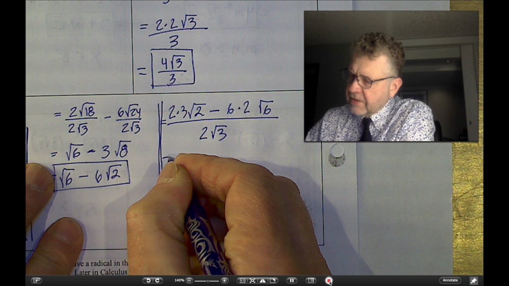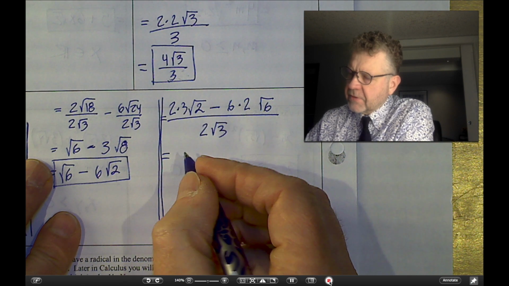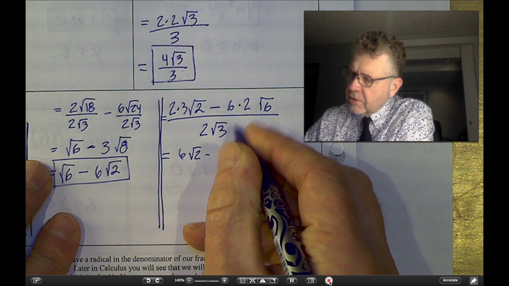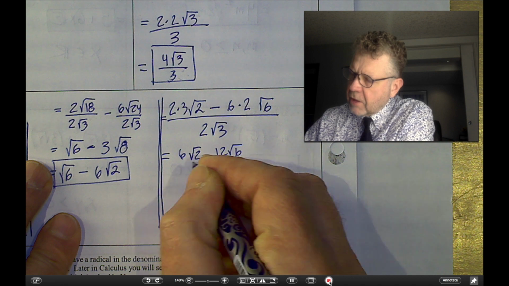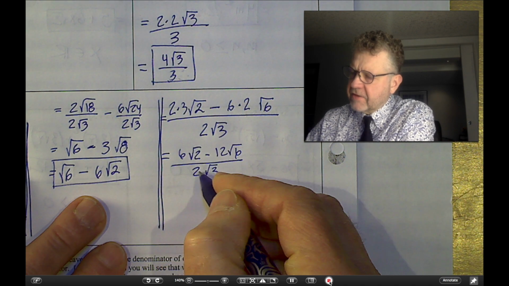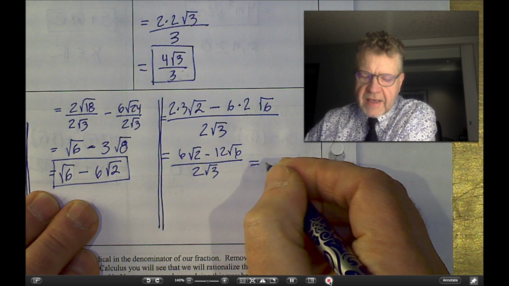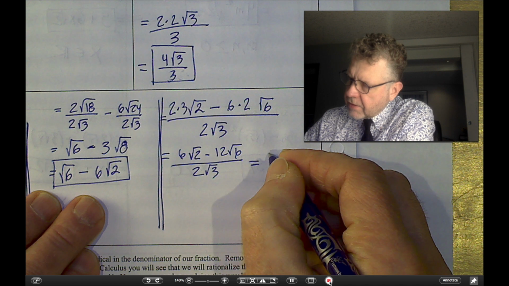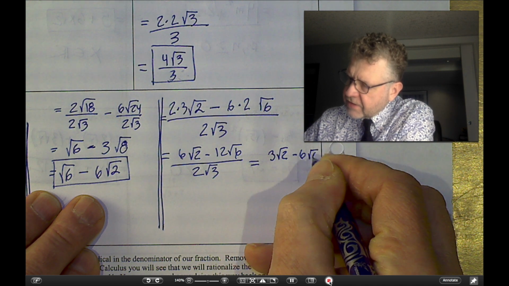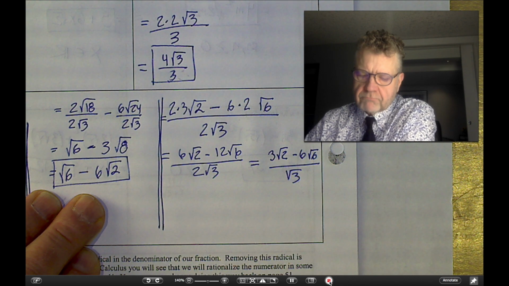So let's see if we can continue here. Well, 2 times 3 is 6, so I got 6 root 2 minus 12 root 6 all over 2 root 3. And I can simplify this because this is divided by 2 and that's divided by 2. So I am going to have, what? 3 root 2 minus 6 root 6 all over root 3. Cool.